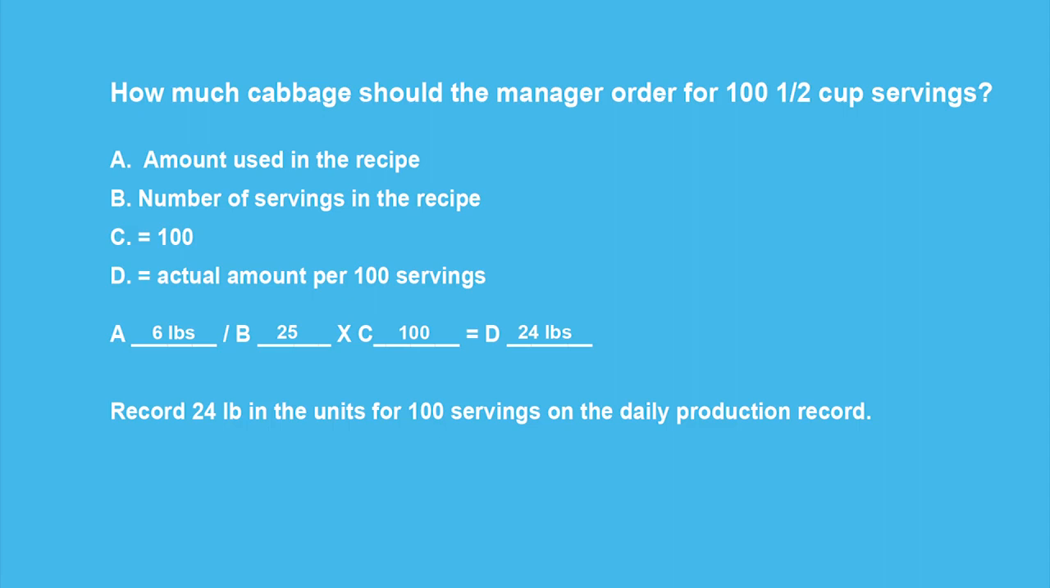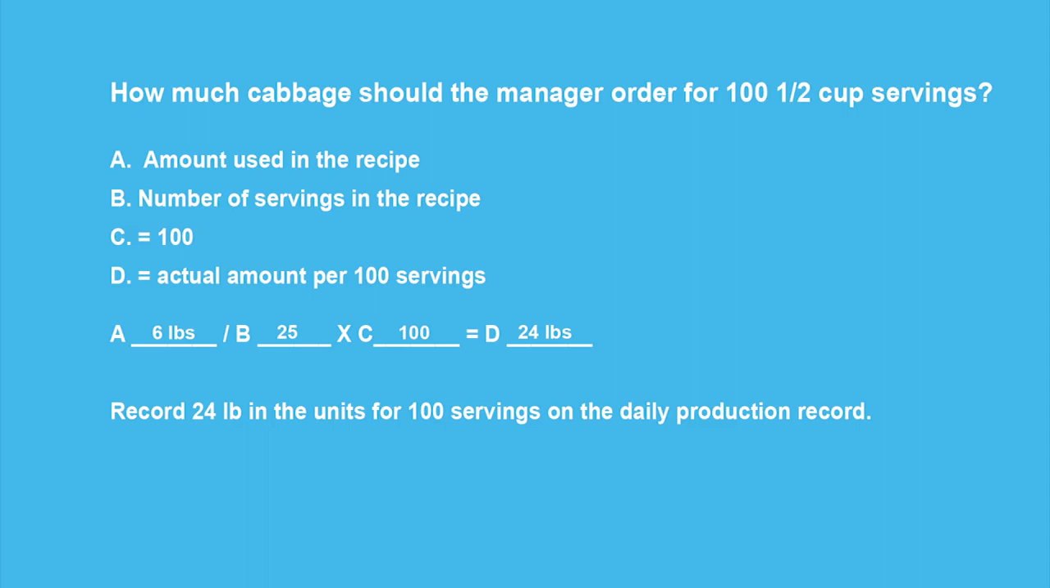Next, let's look at the AP amount of cabbage actually needed for 100 portions of cooked cabbage wedges, so that this can be accurately indicated on the daily production record for the manager's reference when ordering. You have determined that the 6 pounds actually gives 25 servings, so you take 6 pounds divided by 25 servings, multiplied by 100 to get 24 pounds per 100 servings.